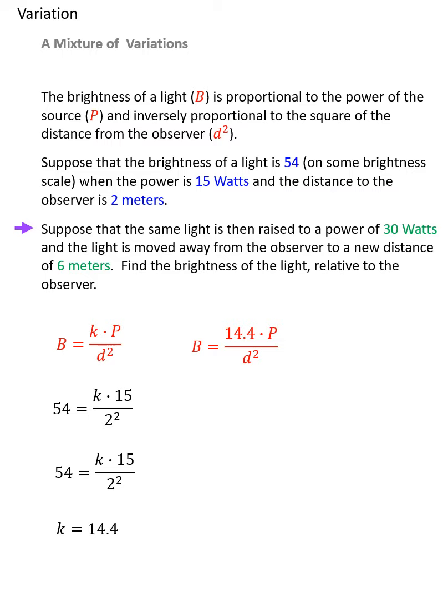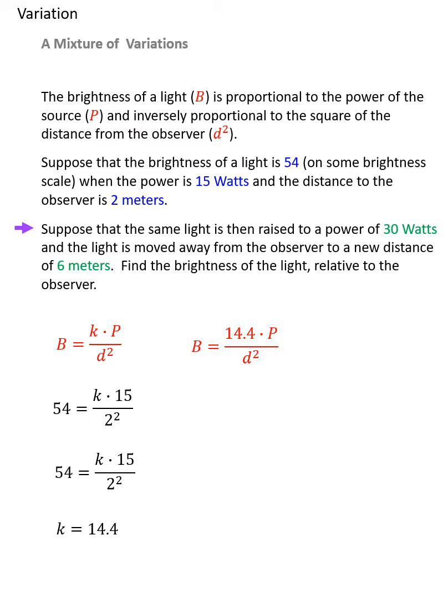So this light has now a higher power, but it's further away. Which do you think will impact the brightness more? The fact that we doubled the wattage, the power, or the fact that it's now 6 meters instead of 2, or tripled the distance that it used to be?